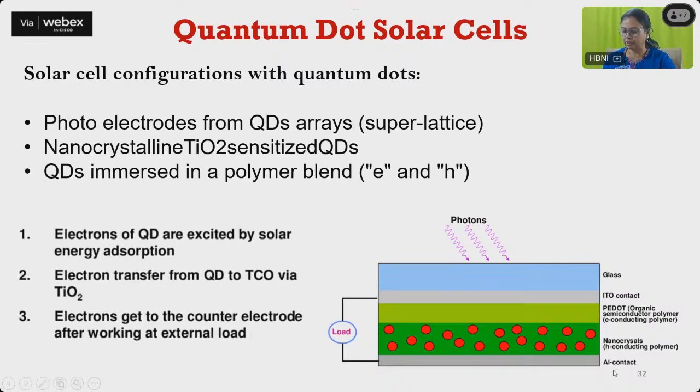So we have an aluminium contact, then nanocrystals, which are hole conducting, with a hole conducting polymer. Then we have an electron conducting polymer and the ITO contact. And then glass is there as a covering. So the photon will be falling on this nanocrystal, and an electron hole pair will be generated. Then the hole conducting polymer will conduct the holes and the electron conducting polymer will conduct the electrons, and then the circuit will be completed.